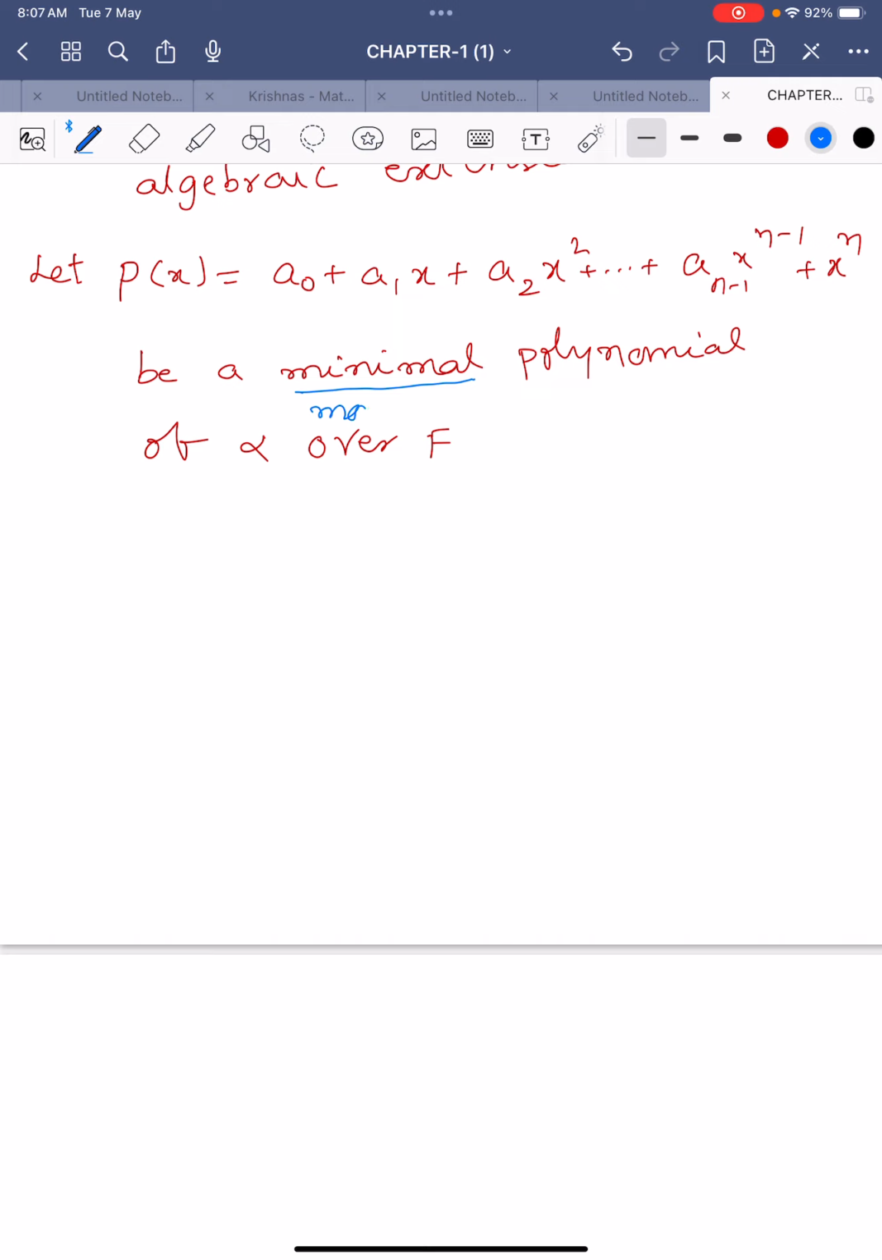Minimal means monic plus irreducible. Monic plus irreducible. Of alpha means P(alpha) = 0. Alpha is a root of this polynomial.